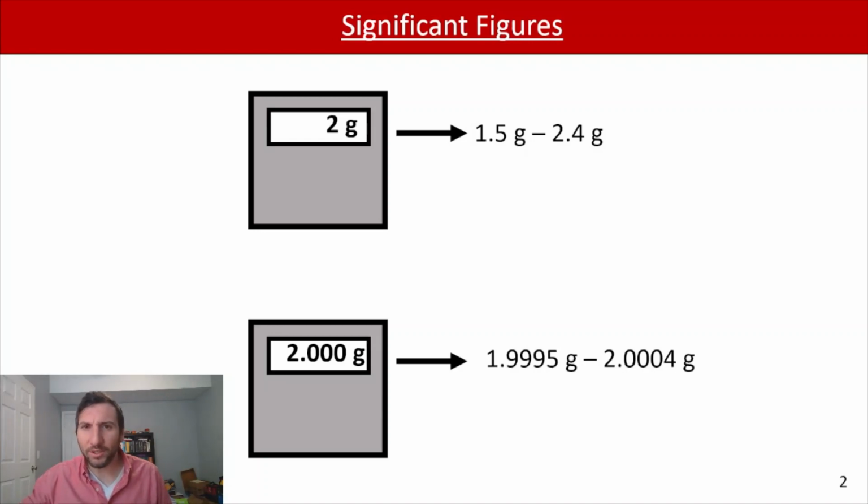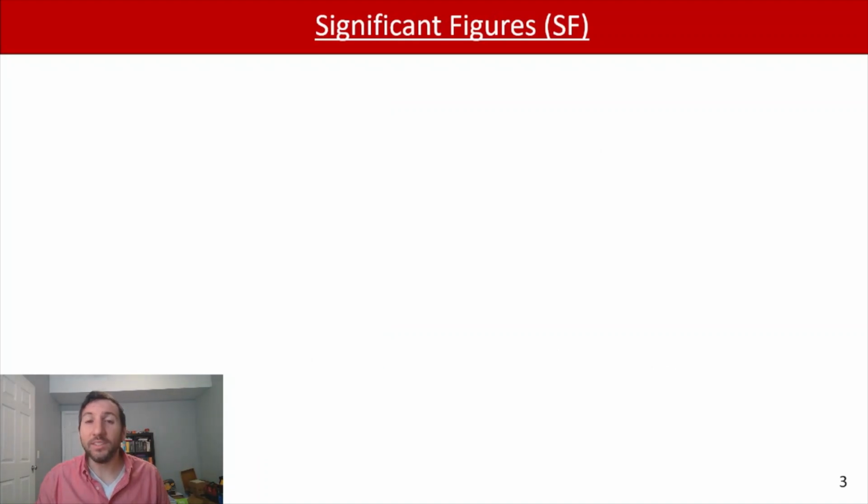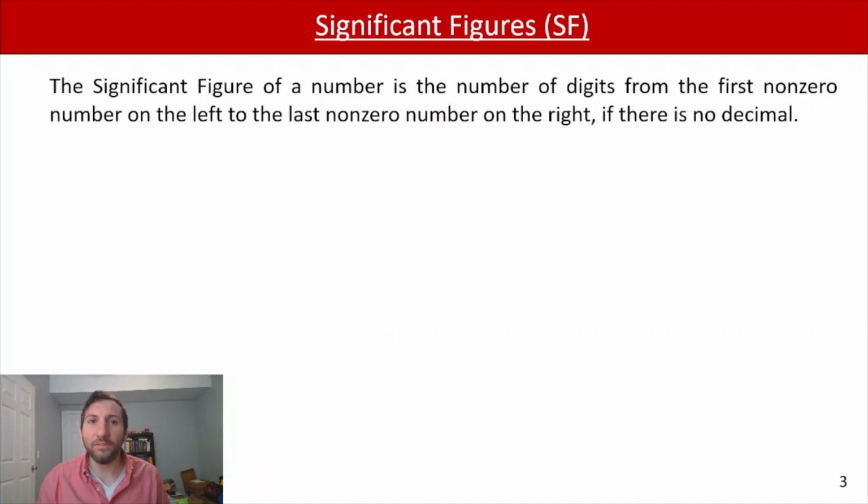And so then the question is, what exactly is a significant figure? A significant figure is the number of digits from the first non-zero number on the left to the last non-zero number on the right. So for example, if I had 1010, my significant figures would start at the 1 in the thousands position and then go all the way to the 1 in the tens position, giving me 3 significant figures.